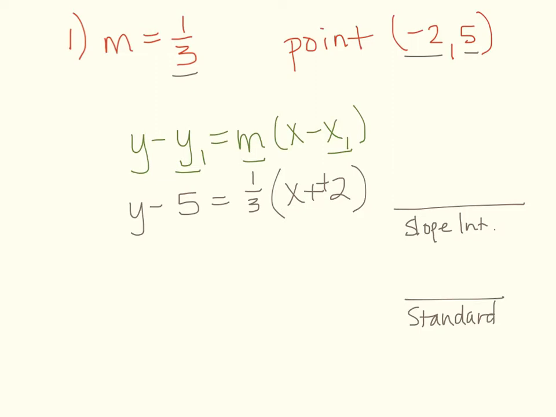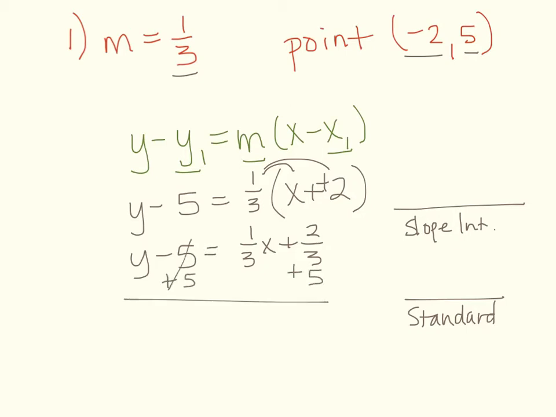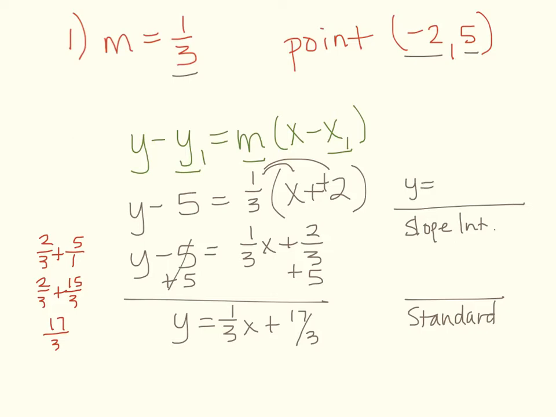To get slope-intercept form, you need to get the y by itself. So the first thing I'm going to do is distribute my 1/3 in. And last but not least, I'm going to add my 5 over. Now I'm going to come over here in the corner in red. 2/3 plus 5 over 1. I need to get a common denominator of 3. 2/3 plus 5 over 1 is 17/3. Now this is slope-intercept form. So you just wrote this equation of the line in slope-intercept form.